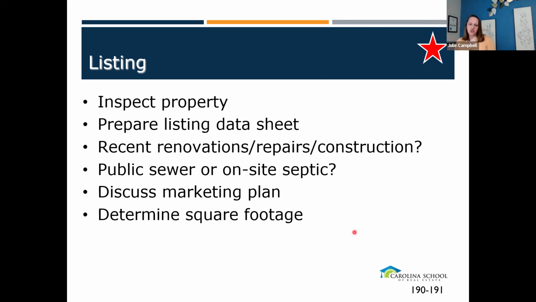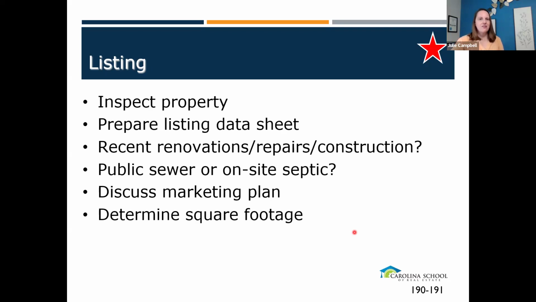We got a listing data sheet that we need to prepare. It's just like a checklist where you go through and note various features about the property, so you can take it back and put it in the system to load it. I know this sounds awful. This is so bad to say. But after a while, they all start running together.